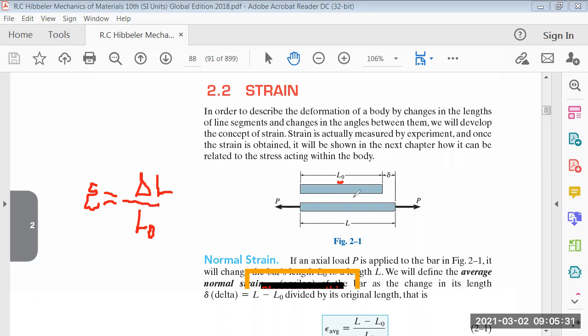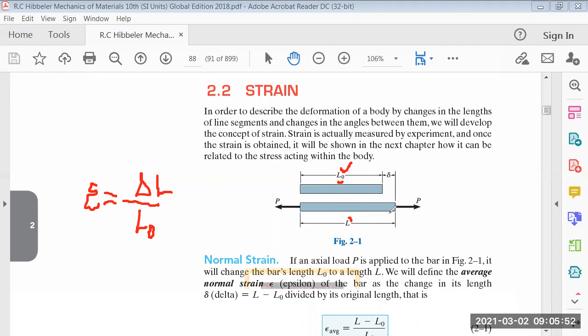Okay, this is the line segment, the new length. We label it as L prime, the new length. This is the original length, prior to load application. We call it the original length.